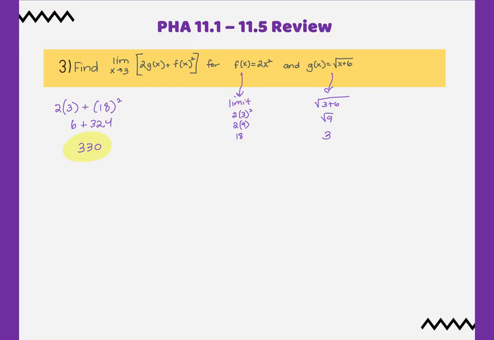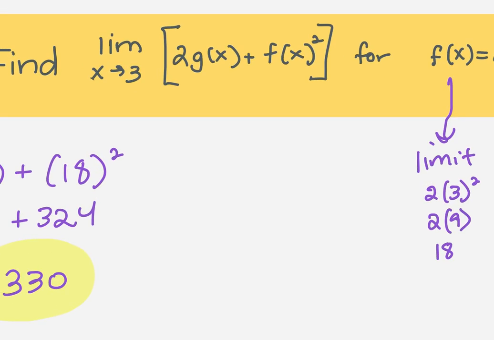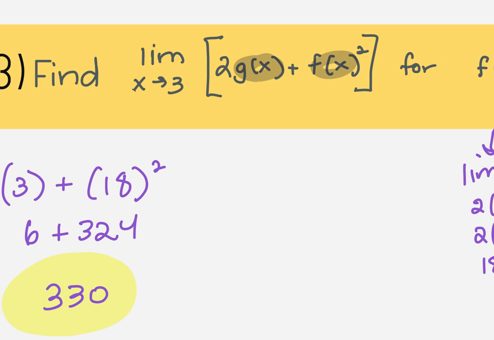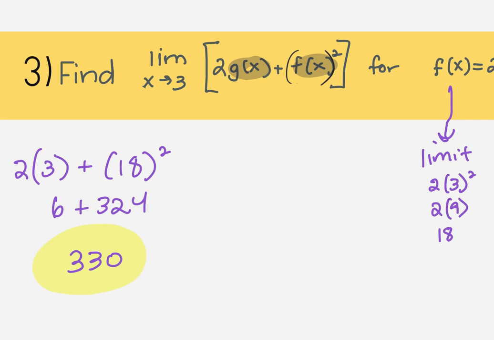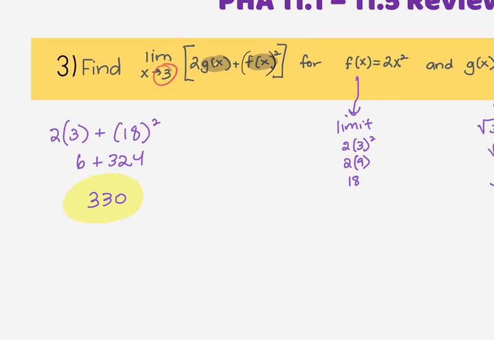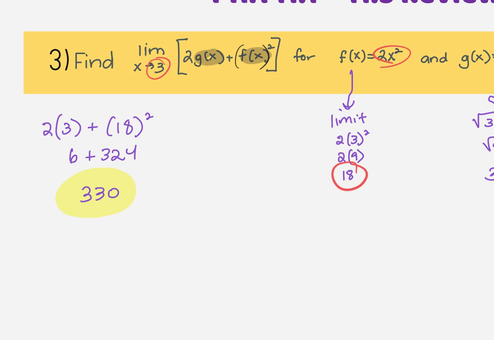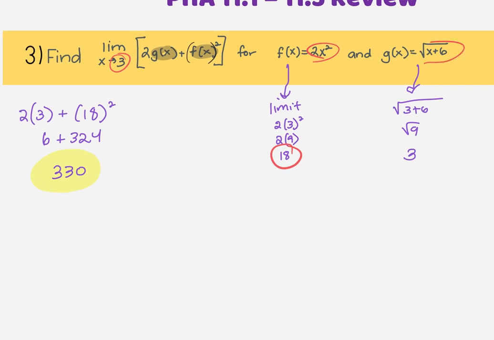Number 3, there's really 2 ways to do it. I think it's easier to find the limits first and then work with them. You could have also just plugged your g of x and your f of x in here, but some of you forgot to square the 2 on the f of x. So I would say find the limit first. So I did the limit as x approaches 3 for this one, and I got 18. The limit as x approaches 3 for this one, and I got 3. And then you can use those values.